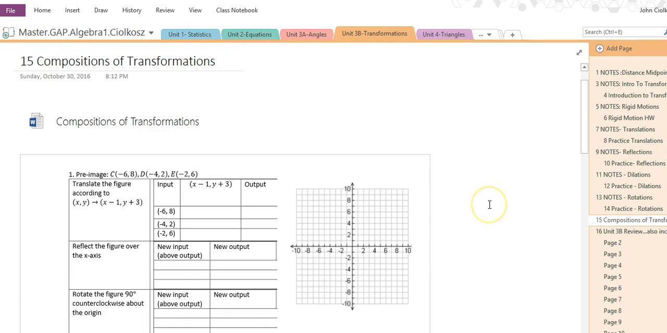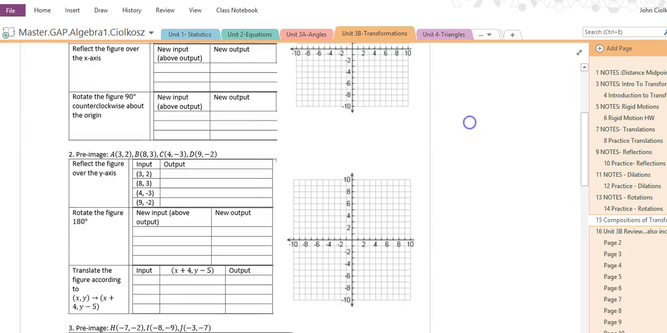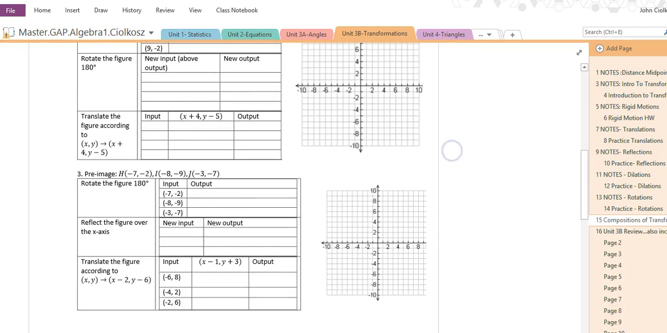Alright, kind of going over our last section here. This is going to be what's known as a composition of transformations. So we're going to work through problems 1 and 2 together, and then your job is going to be to complete 3 and 4.